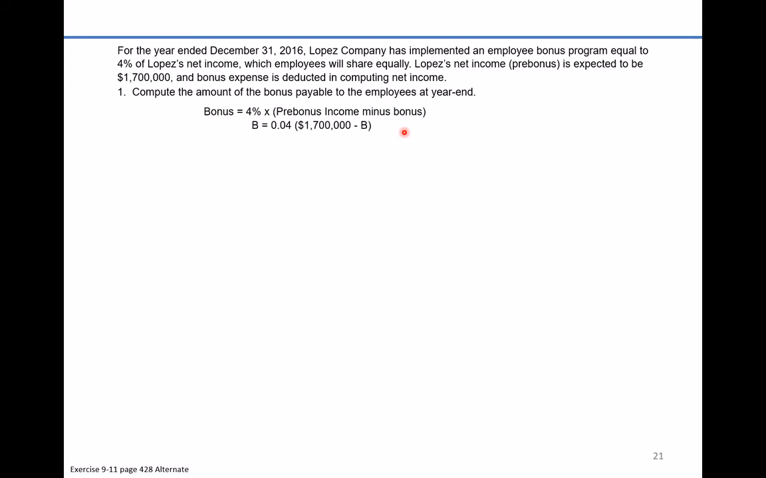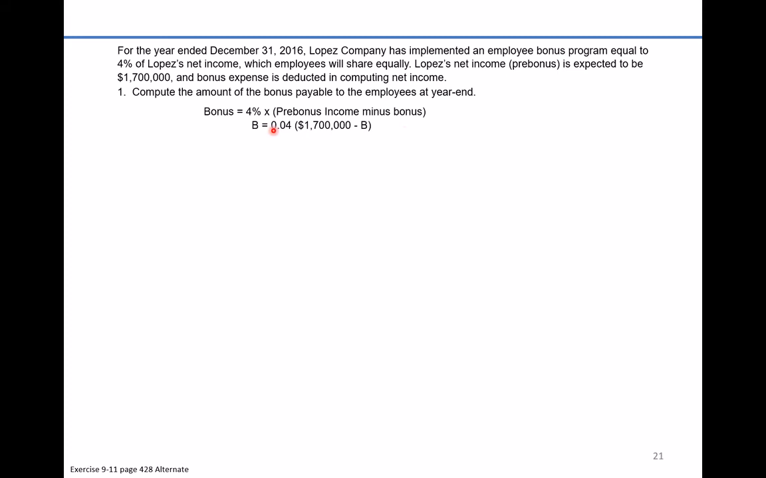To help run through the calculation, you need to memorize this very basic formula: the employee bonus is going to equal 4% times the pre-bonus income minus the bonus itself. What was the pre-bonus income? That's $1.7 million. We know the bonus percentage is 4%. So let's plug in some numbers. Let's give the variable b for bonus. So b equals 4% times $1.7 million minus b. It looks exactly like this: b equals 0.04 times $1.7 million minus b.